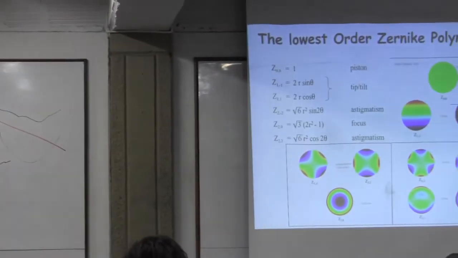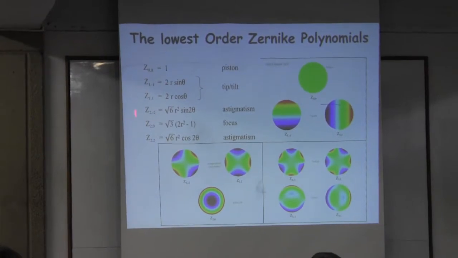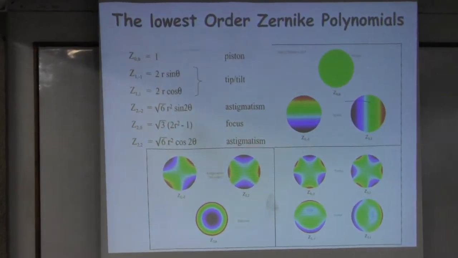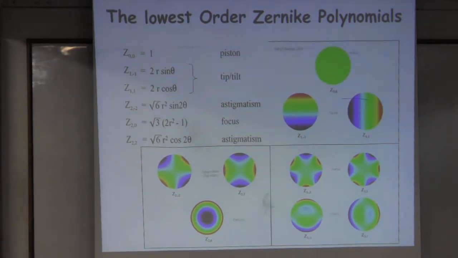And okay, now here are the numbers if you want to compute it, or the terms. And this is actually what their names are. So the simple offset, piston, is a phase shift for the whole aperture. That would be introduced if you just move your primary mirror a bit back and forth. Then you have tip tilt, where it's just an overall tilt across the wavefront.